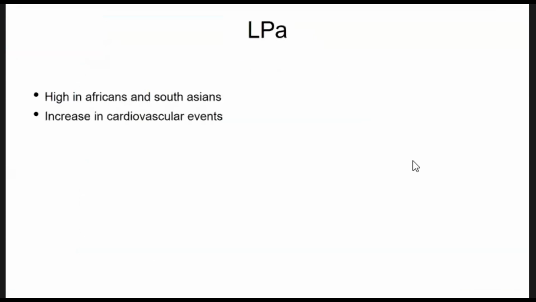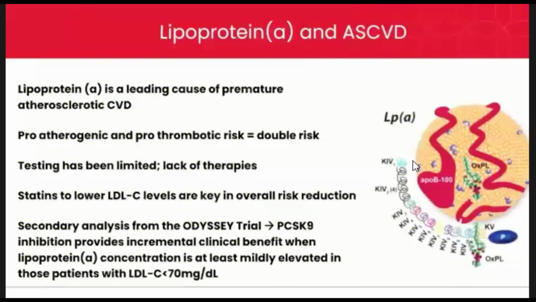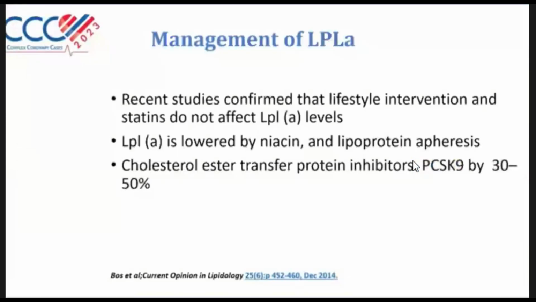So a few words about lipoprotein little a. It is common in South Asians and Africans, and it increases the cardiovascular risk. When this is present, your cardiovascular disease risk is doubled. You get a first event at a younger age because it's both pro-thrombotic and pro-atherogenic. So it causes earlier development of coronary events, and statins have not been shown to reduce its level. So the newer agents are the future for targeting management of lipoprotein little a.